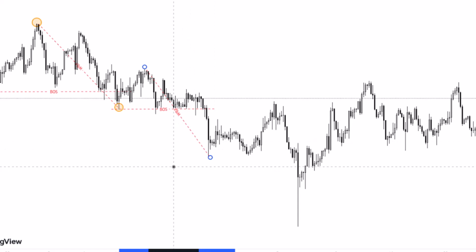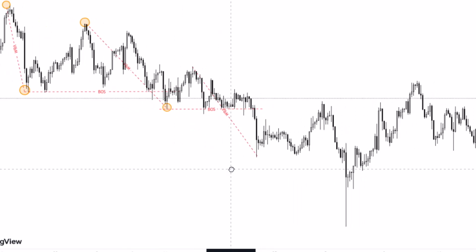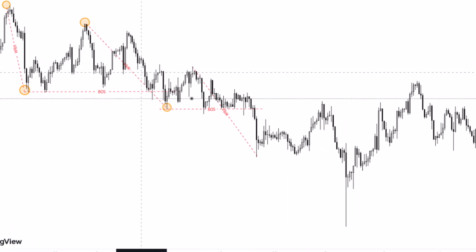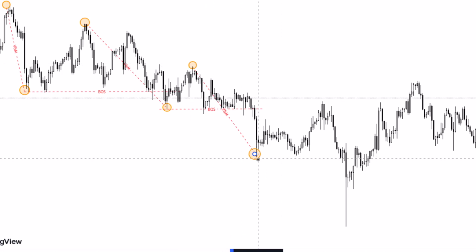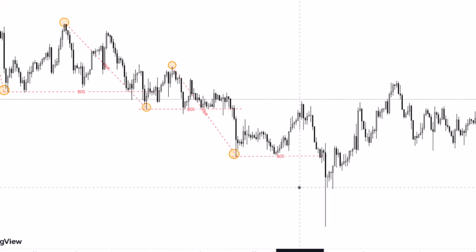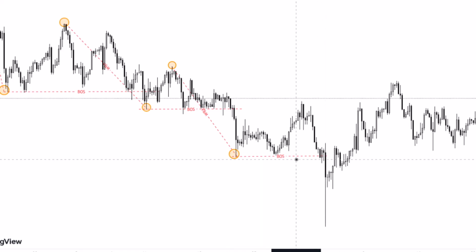Okay, now you see we've got 1, 2. This is the third structure the market has created. You see, here's the new low which was created. Now this new low got broken at this level. You see, this 4-hour candle closes below. Hence, we can say a structure has been broken to the downside.